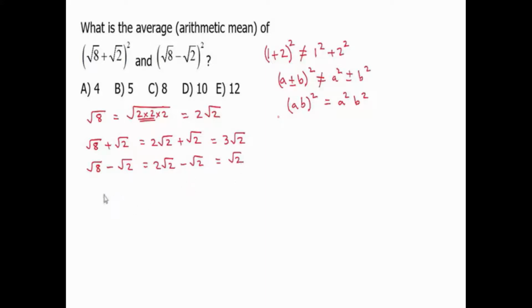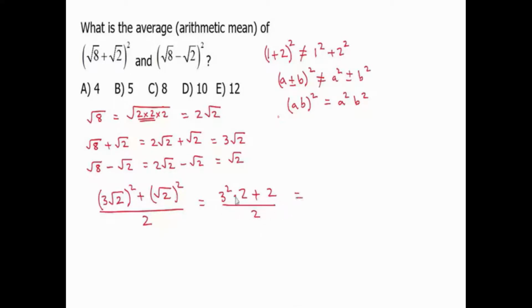And now we have the simplified form of that expression for the arithmetic mean as 3 square root of 2 squared plus square root of 2 squared, divided by 2. Now, as I said, when the quantities are multiplied inside the parentheses, you can apply the square on each one of them. So this becomes equal to 3 squared times square root of 2 squared, which is 2, plus square root of 2 squared, that's another 2, divided by 2.